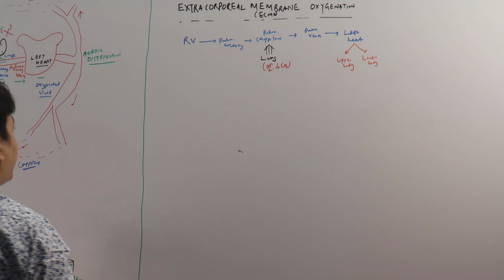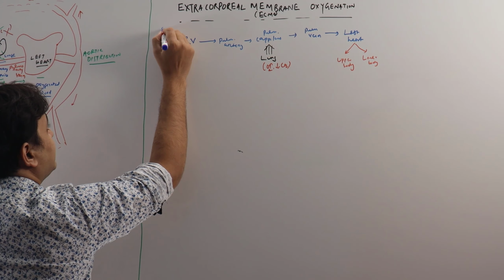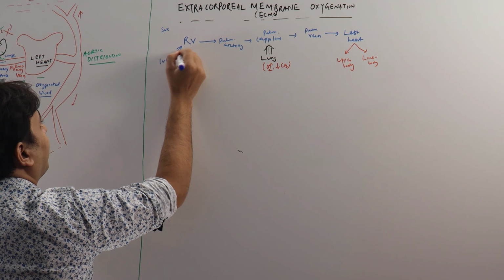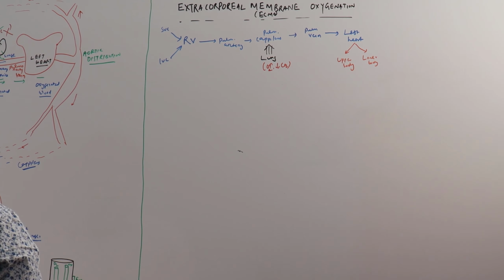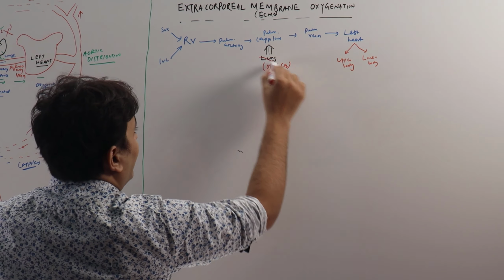And here also in the right ventricle, blood comes from the SVC and the IVC. Now due to some reason the lung is not working.